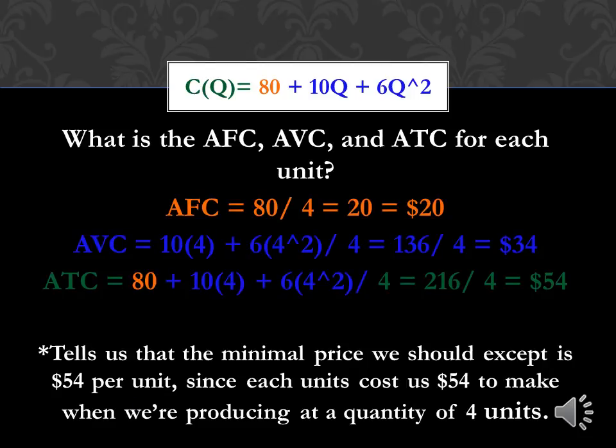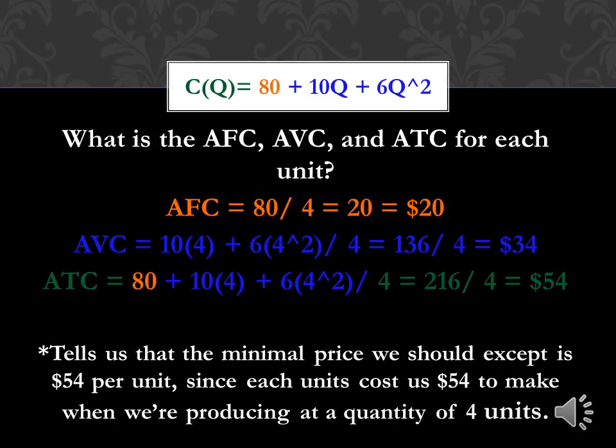When working with the cost function equation, one of the things that you can be asked for is your average fixed cost, average variable cost, and average total cost. Basically what this tells you is how much of the fixed cost, the variable cost, and the total cost are attributed to each unit. When solving for any averages, what you're going to do is take the cost and divide it by the quantity. For example, the average fixed cost equals 80 divided by 4, which is our quantity, giving us a total of $20 for each unit that goes towards fixed cost.